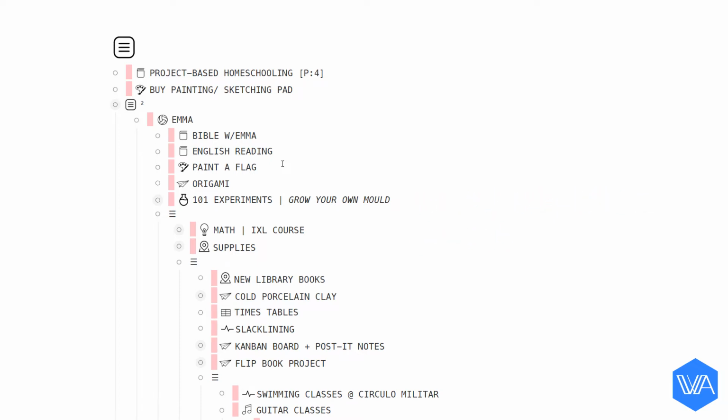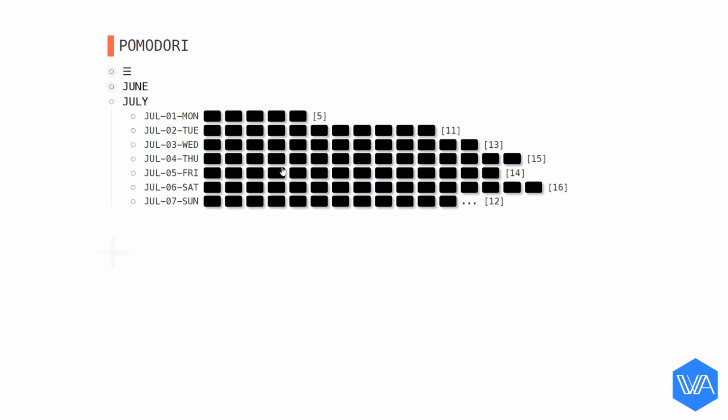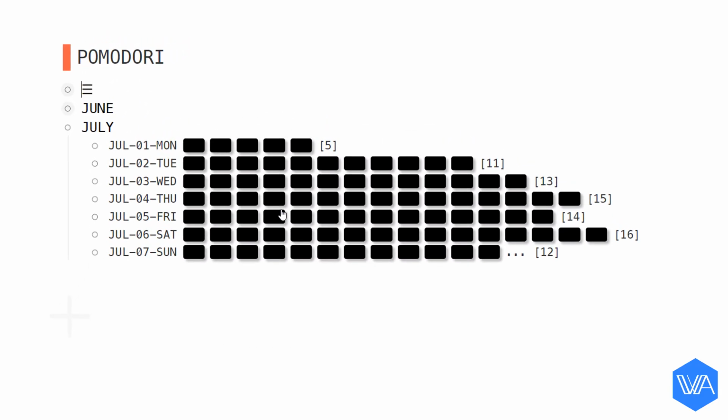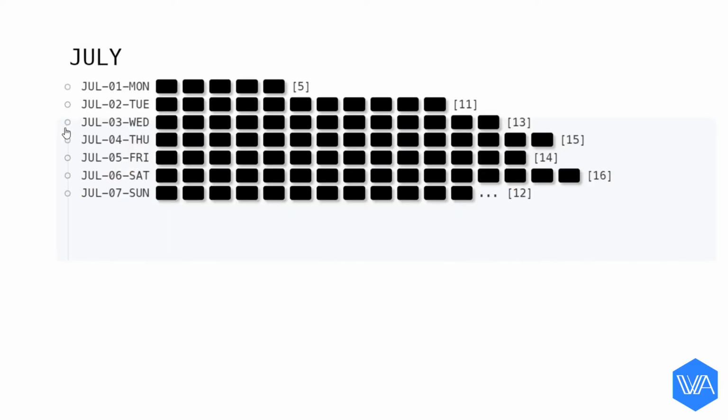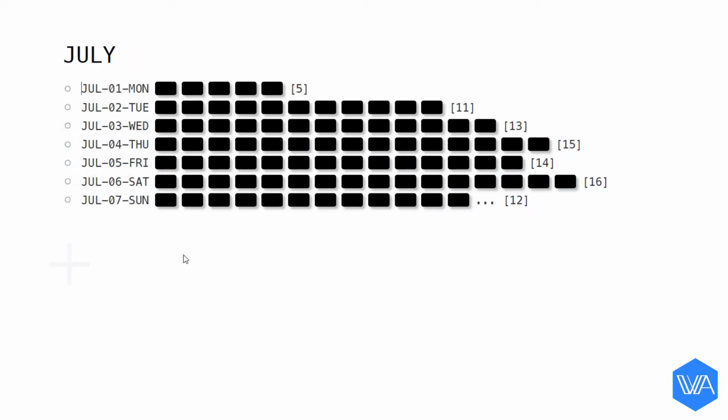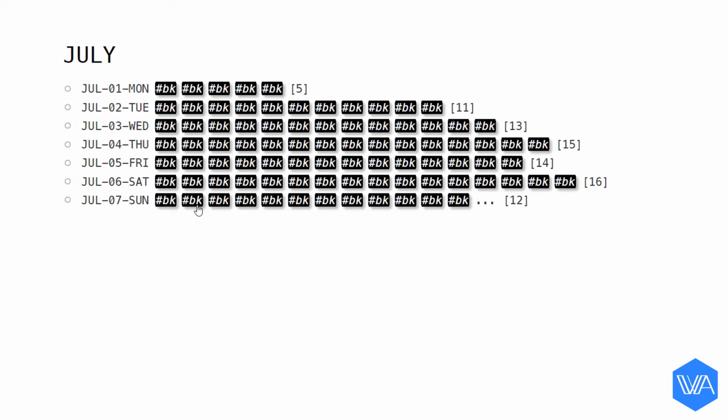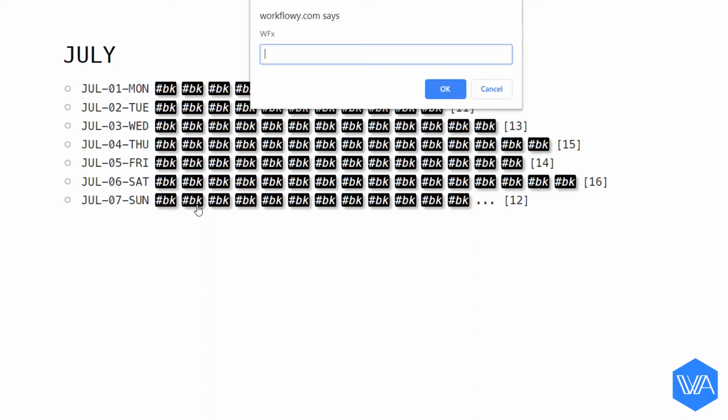I'm now going to jump to my Pomodoro outline. This is where I log 30-minute blocks of time when I'm working on online projects. Let's zoom into July. If I click on one of these blocks, you'll see that all of them are actually tags. I want to change the color from black to blue, and so I'm going to enlist the services of the find and replace script once again.